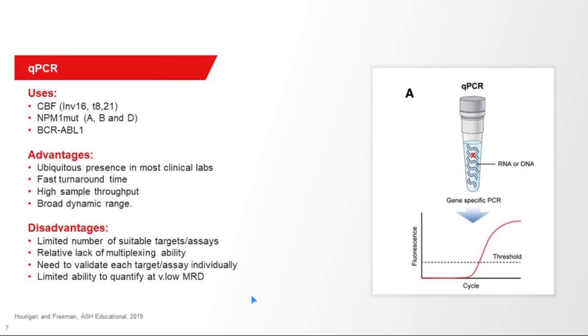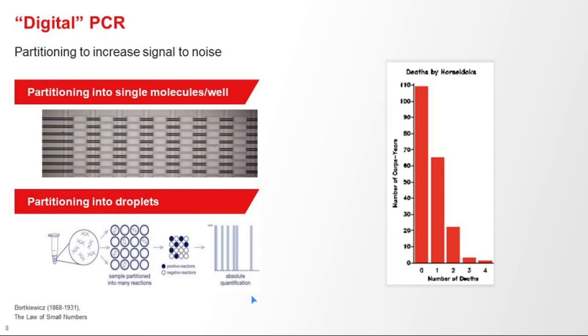qPCR has an advantage of being fast, and ubiquitous really. But there's only a limited number of markers that you can use in AML. So in inversion 16, t(8;21), and the main genotypes of NPM1 mutation, you can develop assays. And obviously, it's the standard in BCR-ABL, which is mostly a CML domain. Also, in the amplification platforms, there's now digital PCR.